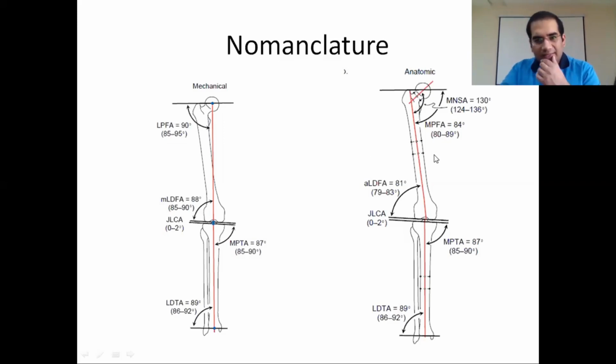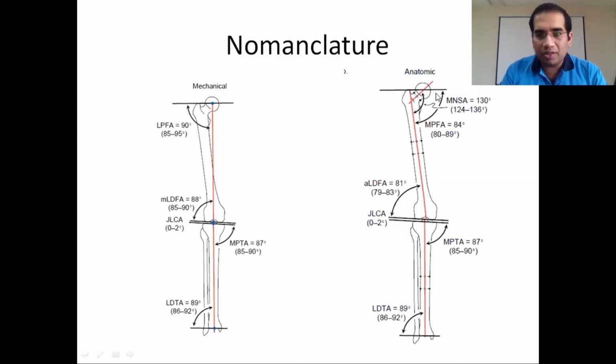Then while discussing the anatomical angle, one is medial, one is lateral. Lateral distal femoral angle is 81 degrees. Why is there a difference of 7 degrees? I told you earlier, you must be knowing it by now, because there is an anatomical mechanical angle of 7 degrees. The anatomical axis is here while the mechanical axis is here. So this difference gives you a difference of 7 degrees in the lateral distal femoral angle.